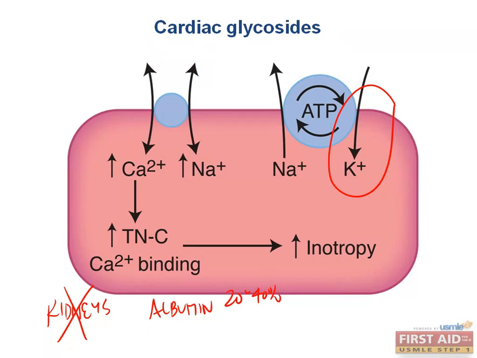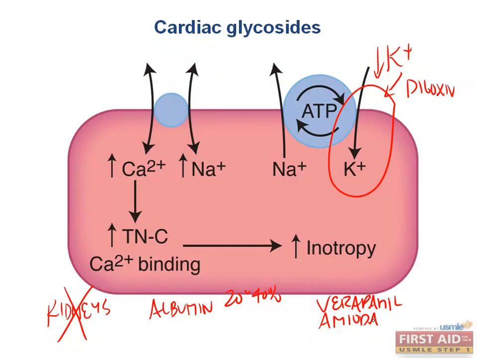You need to be careful in hypokalemic patients because they have very low levels of potassium to compete with digoxin for this binding site here. And avoid giving it to patients that are already taking other drugs such as verapamil, amiodarone, and quinidine because they can actually directly displace the digoxin from the albumin, therefore liberating the amount of free digoxin.